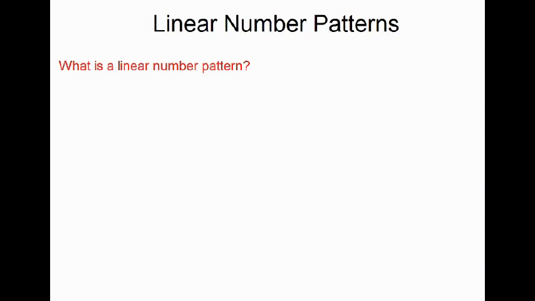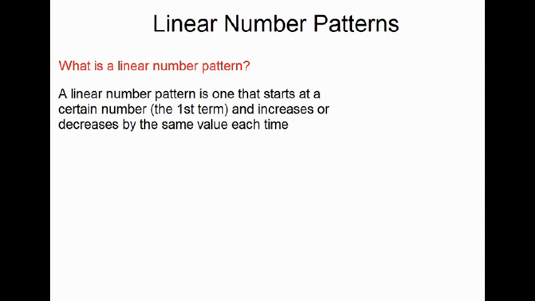The first thing we're going to talk about in patterning are called linear number patterns. And the first question you're probably going to ask yourself is, what is a linear number pattern? Well, a linear number pattern is one that starts at a certain number, and the first number is called the first term, and it increases or decreases by the same value each time.